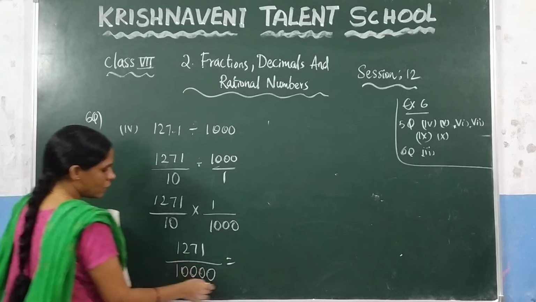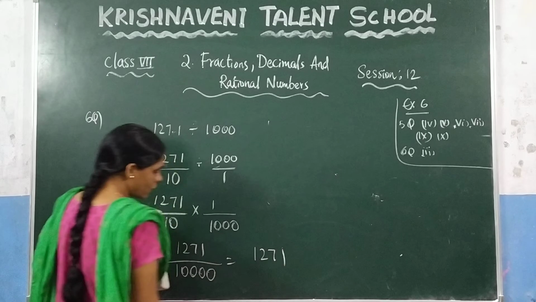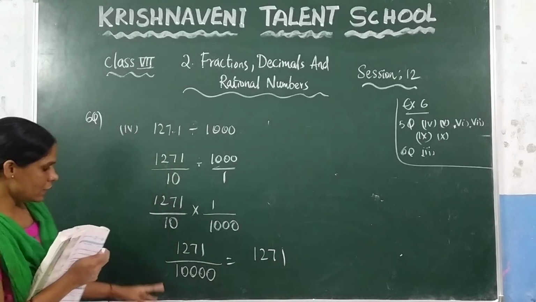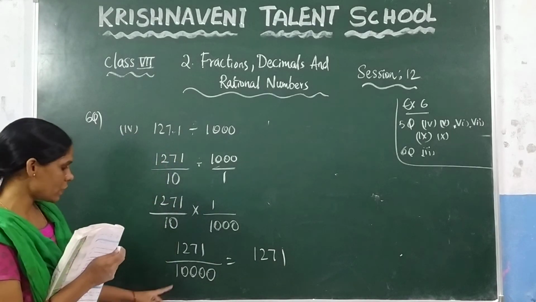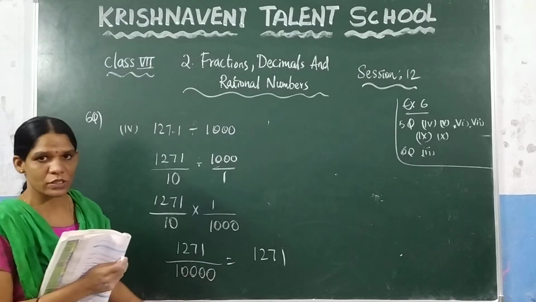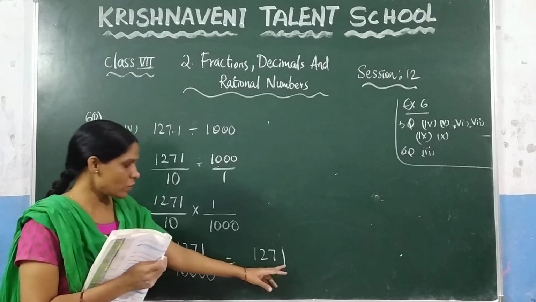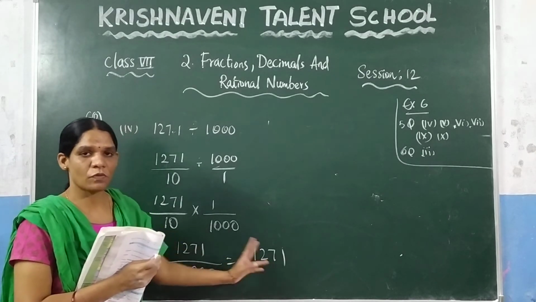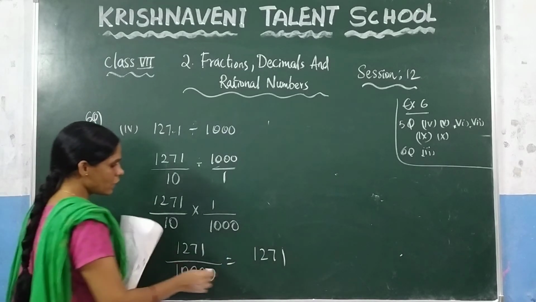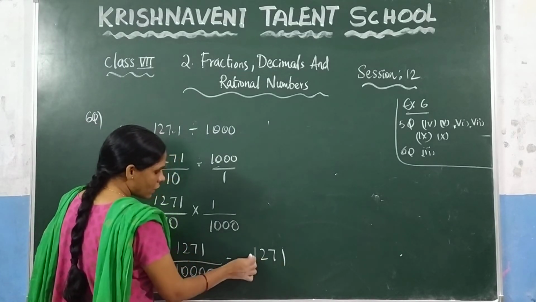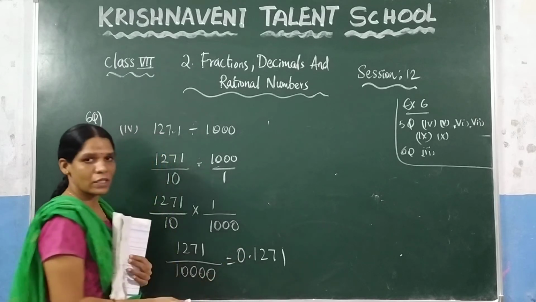So here write the numerator 1271 and count in the denominator how many zeros are there. How many zeros are there? 1, 2, 3, 4, 4 zeros are there. So starting from the right, count 4 numbers and before that keep the decimal point. So here 1, 2, 3, 4, keep the decimal point here. This will be the answer.